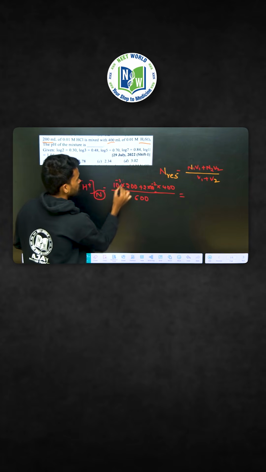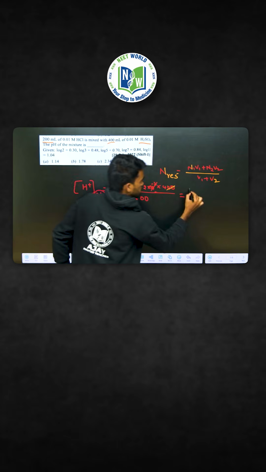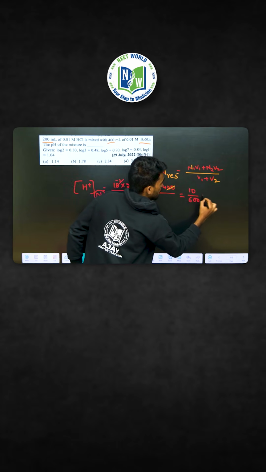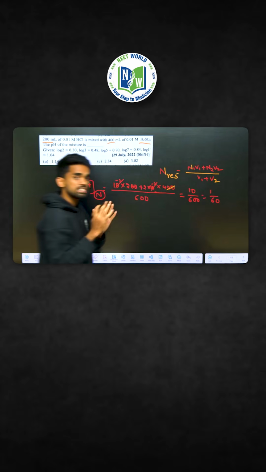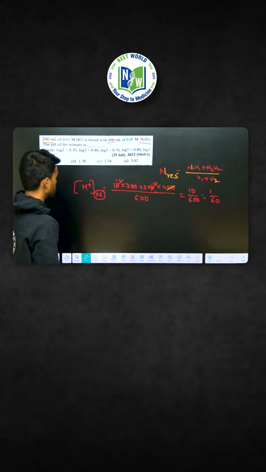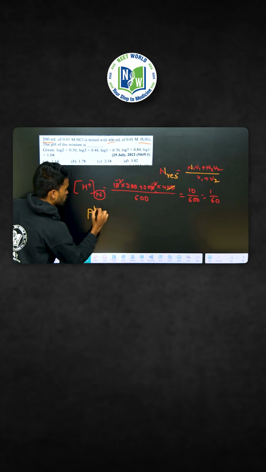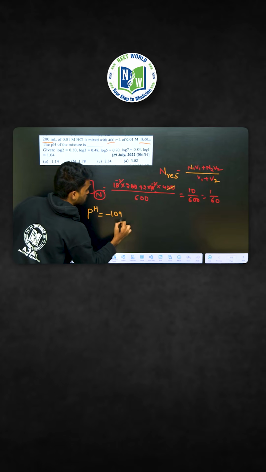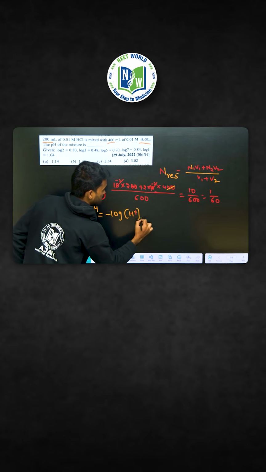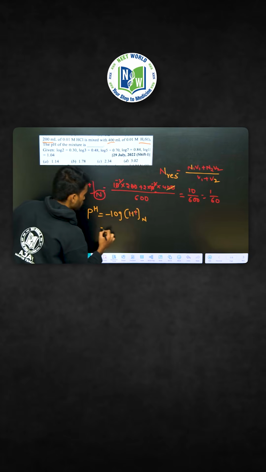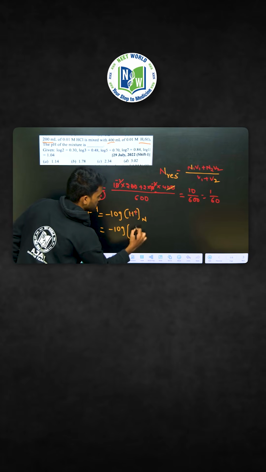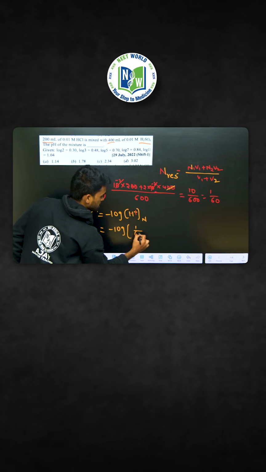So by simplifying this, we will be getting 4 plus 8 plus 2. So 10 by 600, I can say 1 by 60 will be the resultant H plus ion concentration. Now we can do the pH calculation using the formula of minus log concentration of H plus ion expressed in normalities, right? So now minus log of the concentration of H plus ion, which is 1 by 60, as given.